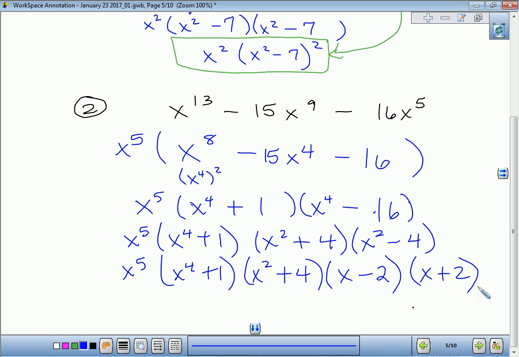All right. So now we are finally completely factored over the set of integers. So whenever we have a difference of squares, it continues to factor. A sum of squares, no. But a difference of squares, yes.